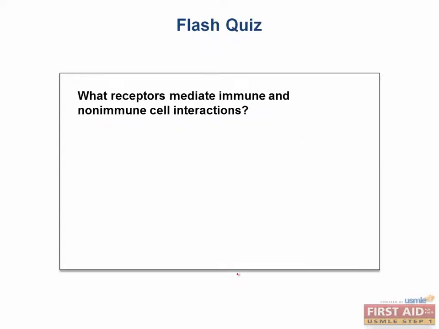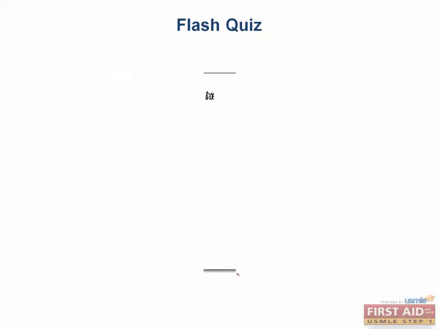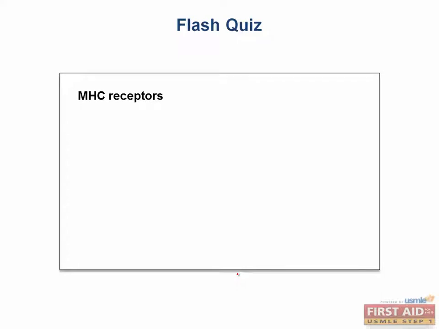So now it's time, this is an easy question. What receptors mediate immune and non-immune cell interactions? So, we just talked about it. This is just to make sure you got it. The MHC receptors. Very good. So, okay, real quick. What MHC receptor was present on antigen-presenting cells? 2. What about on every type of cell except for red blood cells? 1. Very good.